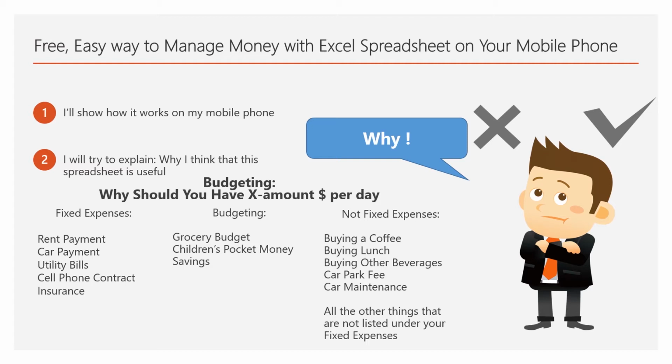So you have the fixed expenses, like rent, your car payment, you need to pay your bills, utility bills. Maybe you have your phone on a contract, so you bought a new phone but you didn't pay for it straight away, for the whole fee.